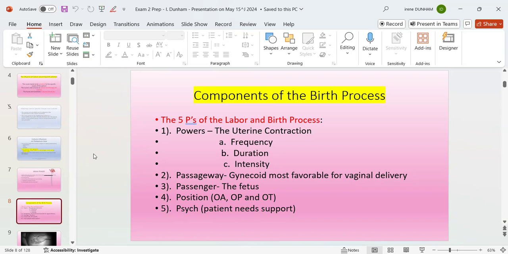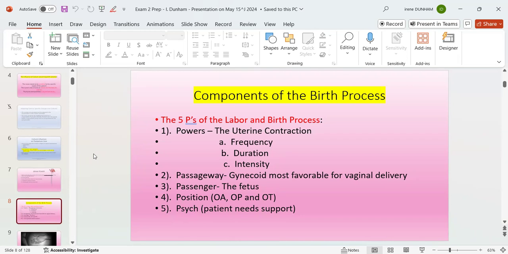Now, duration. I want to know how long they're lasting. So you count the seconds: 10, 20, 30, 40, 50, 60. A good contraction lasts from 60 to 90 seconds in duration. We don't want them any longer than that 90 because baby says, hey, I've got to get oxygen in here. Every time mommy has a contraction, that decreases the blood flow and the oxygen that goes to that baby. So that's why you can't have the duration too long.